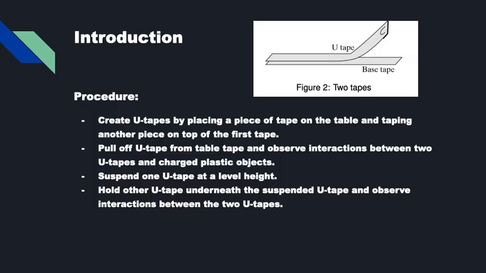So we were to create two U-tapes by placing one on top of the table and then ripping one up from that piece of tape on top of the table, and then observing the interactions between the U-tape and charged plastic objects. We were then supposed to make another one and suspend one of them at a level height, and then hold one of them underneath the suspended U-tape and observe interactions between the two.